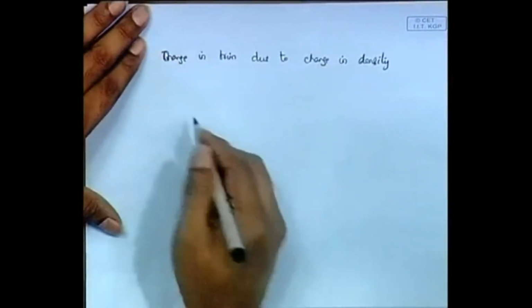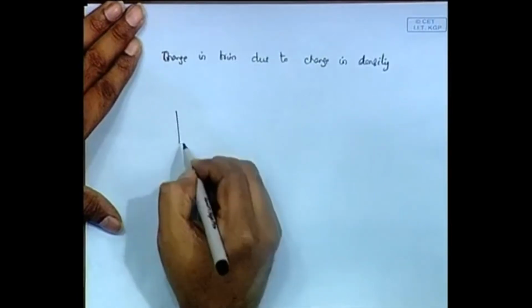So this is the process of change in trim due to change in density, and just to make it clear, I will draw this.